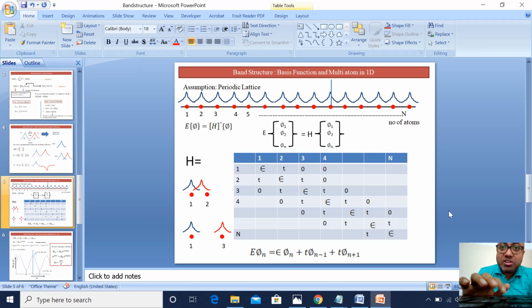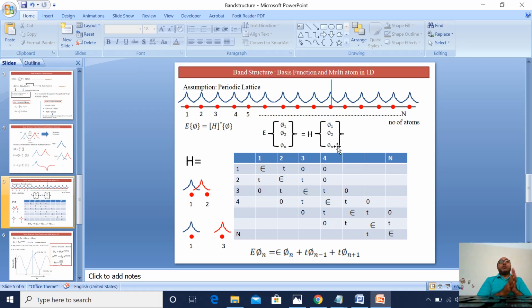Okay. Now, once you write all this matrix here, that means you know H. E phi 1 is equal to the H matrix you know, and that phi 1 is the column matrix you know. Now, how to write that part? So let us write the matrix E phi 1. E phi 1 is equal to epsilon phi 1 plus T phi 2, right? Correct? That's what. Or like how to write this matrix.